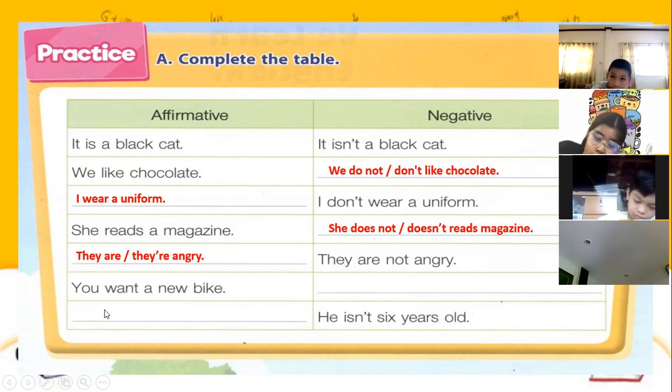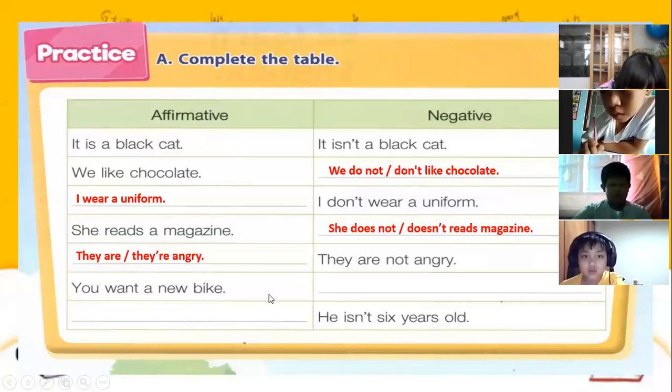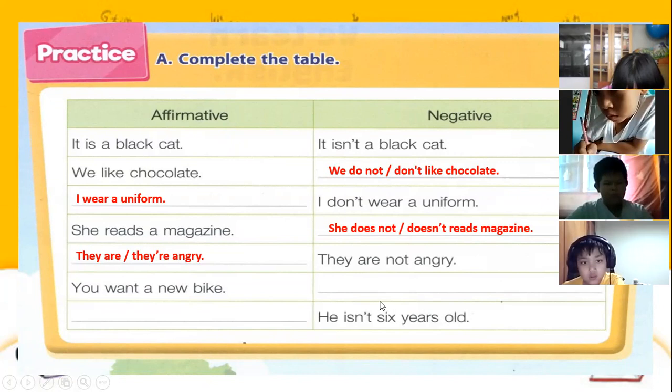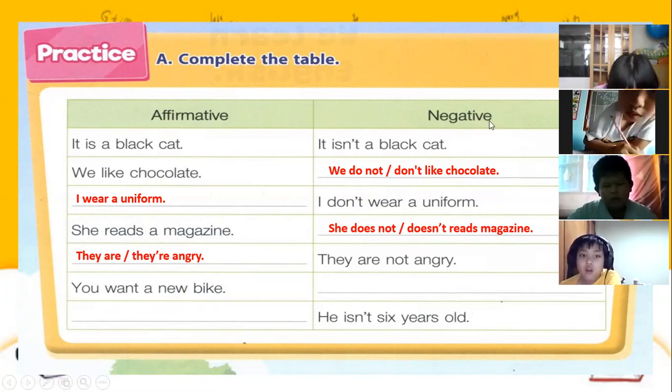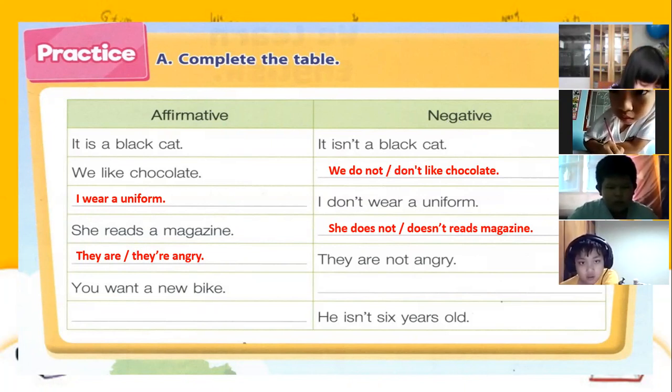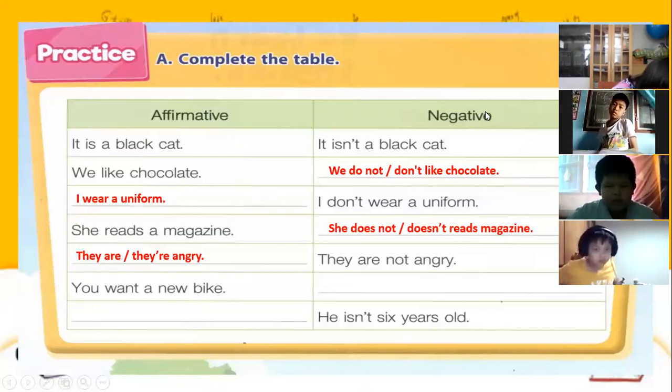Now number 6. You want a new bike. What will be the negative sentence? What you have to do in the negative? Do not. Now you make the sentence. For negative, you have to add do not or don't. So what will be the sentence?